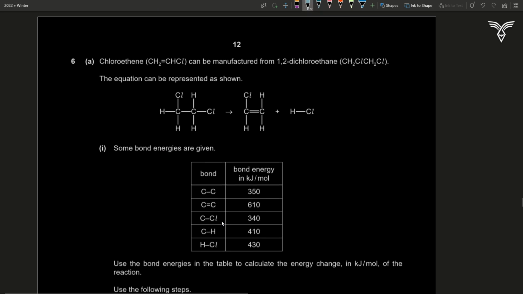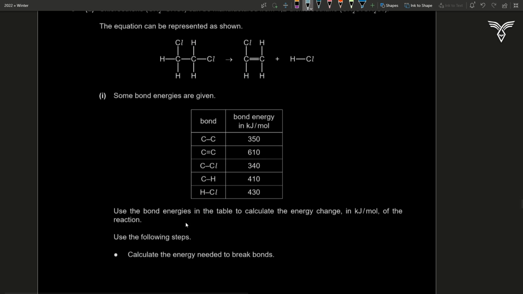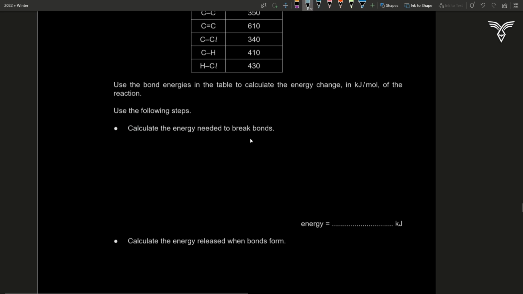طيب question 6. Chloroethane can be manufactured from 1,2-dichloroethane. ماشي. The equation can be represented as shown. Use the bond energies in the table to calculate the energy change in kJ per mole, kilojoule per mole of the reaction. Use the following steps. طيب خلينا نبدأ كده بسم الله.